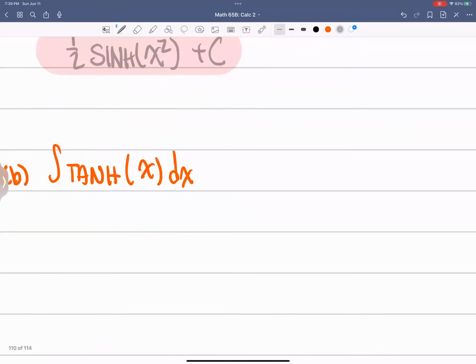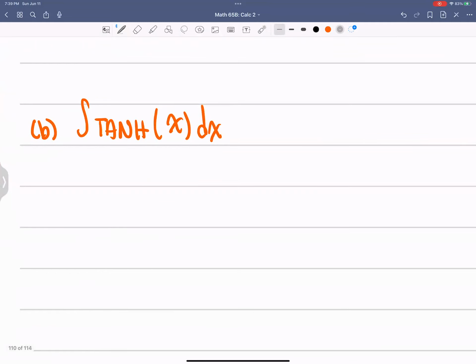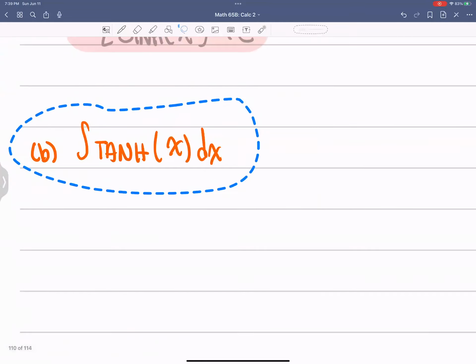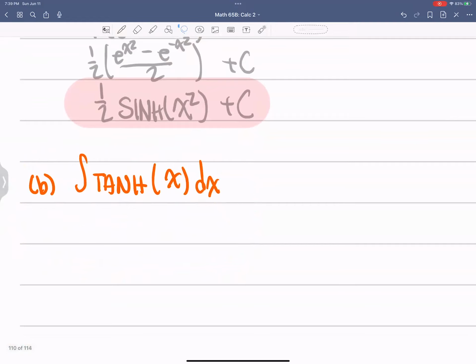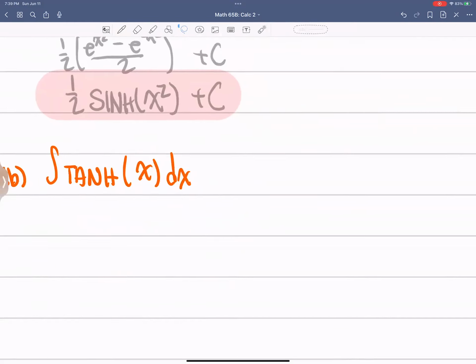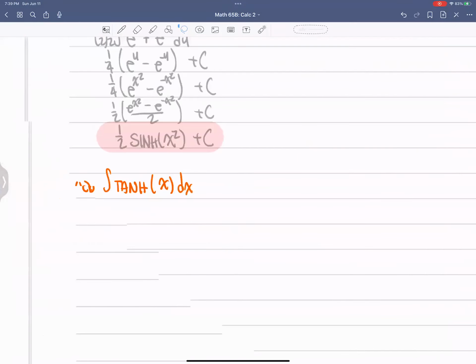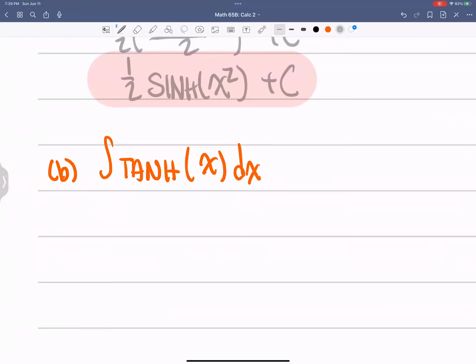That was fun. Okay, now let's do the hyperbolic tangent. So we have sines and cosines. Let's move this up just a little bit. Do we have enough room? Oh, we have plenty of room. All right, so here, first let's turn it into sines and cosines. So hyperbolic sine of x over hyperbolic cosine of x.